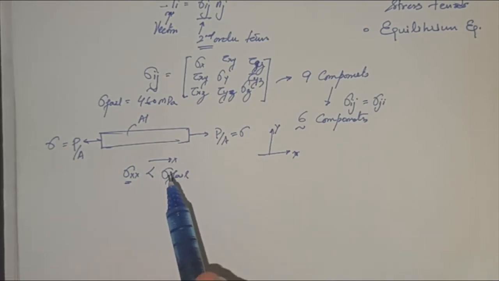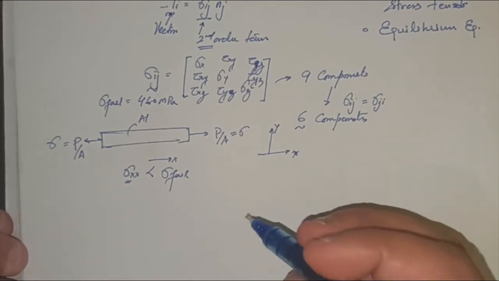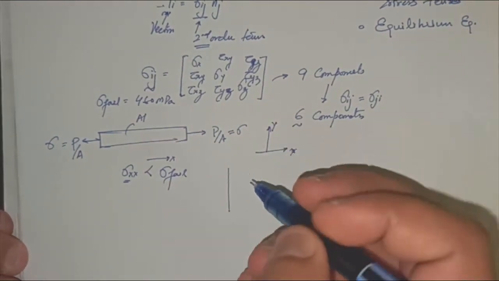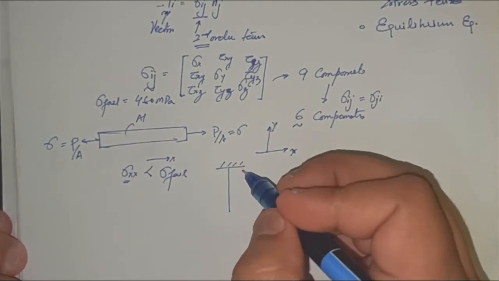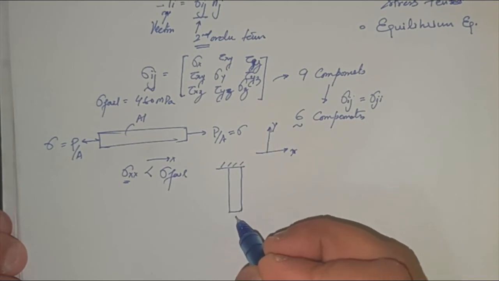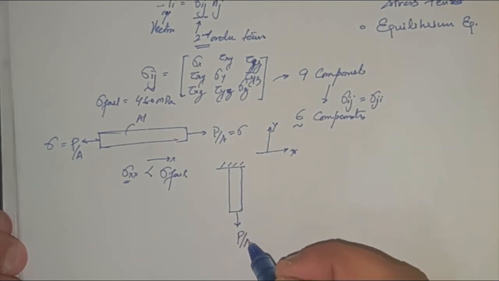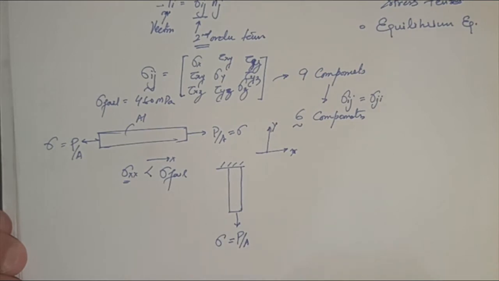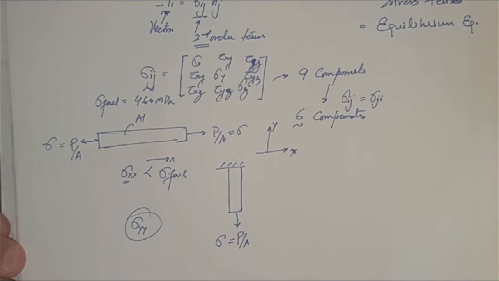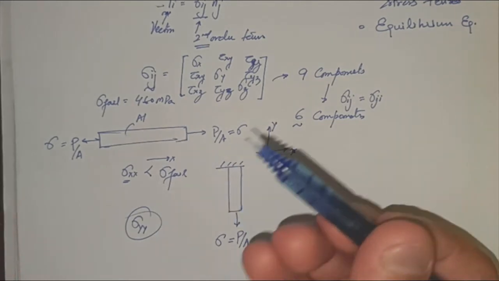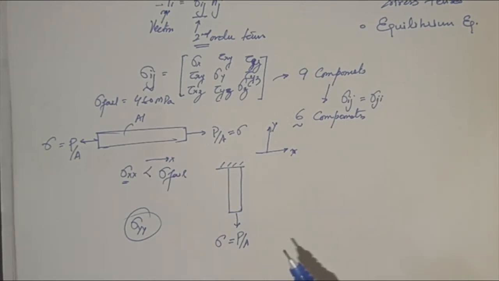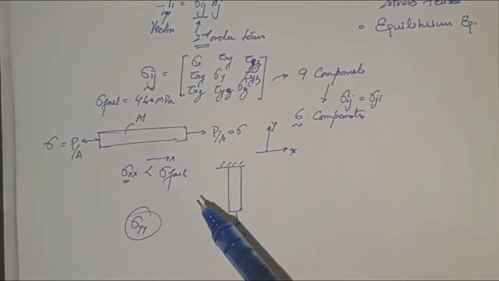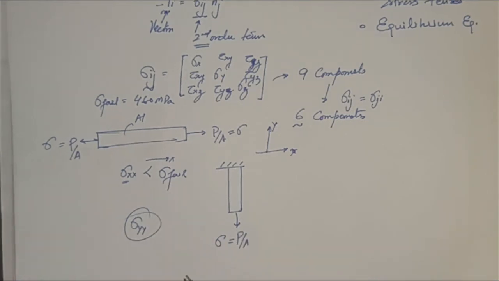In a similar way, if I have a loading in this direction, let's say I fix this body and I'm loading this, then my sigma yy component will be effective. The same goes for the third normal component, sigma zz. So component-wise, they are important in practical applications.